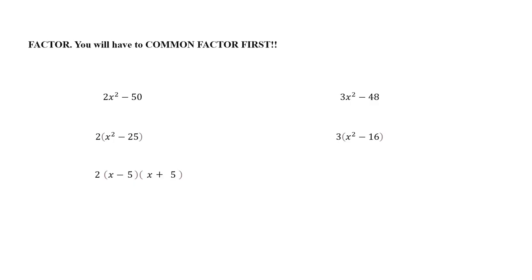Now, what we have inside the brackets can be factored using a difference of squares. We write in our 3 with our brackets. We look at x squared. And the square root of x squared is x. Square root of 16 is 4. Put in our negative and positive signs, and we have it fully factored.